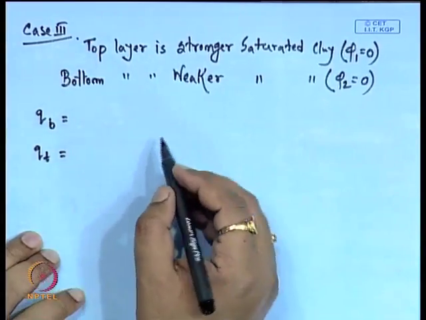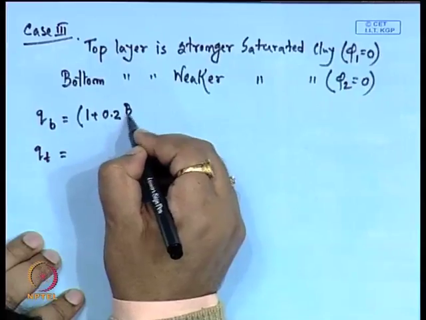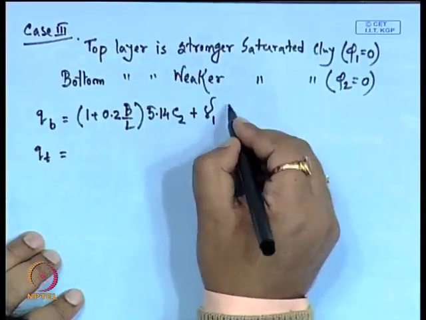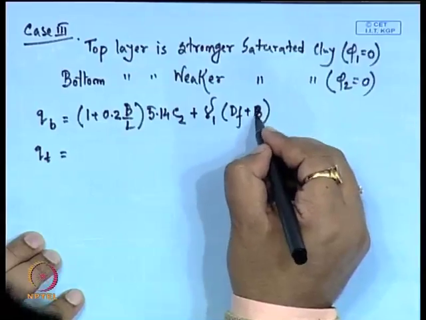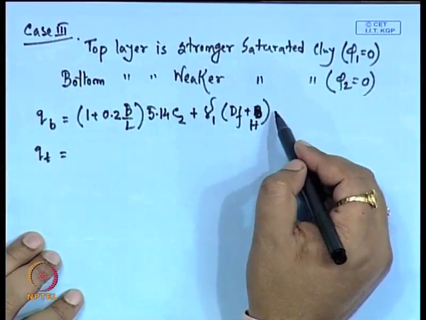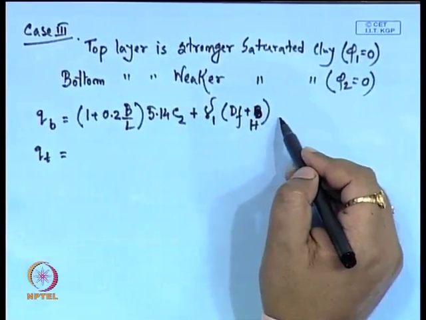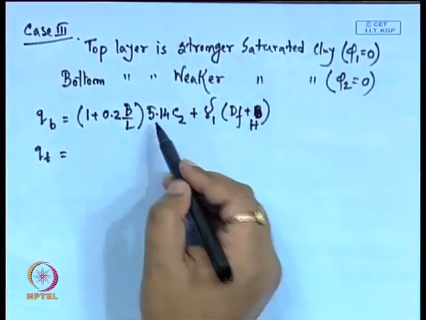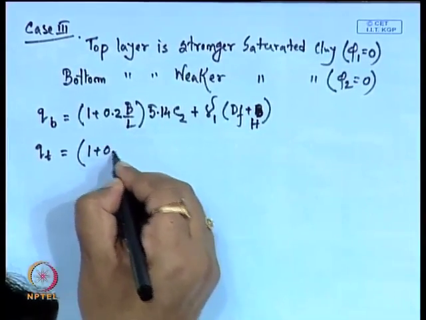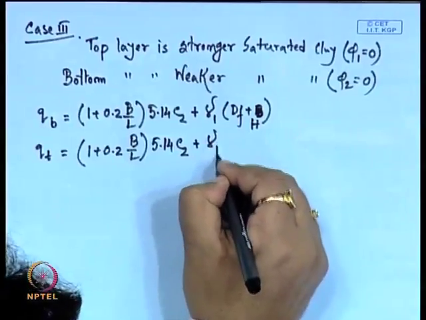So, Q B, as this phi 1, phi 2 is 0. So, this part, 1 plus 0.2 B by L into 5.14 C 2 plus gamma 1 into D F plus H. Sorry, this is H. So, gamma 1 D F plus H, because this term, this N gamma 2, that will be 1, and as phi 2 is 0, that N q 2 is 1 and N gamma 2 is 0, and here N c 2 is 5.14. Similarly, q top, it will be 1 plus 0.2 B by L, this is 5.14. Similarly, this is plus gamma 1 into D F.